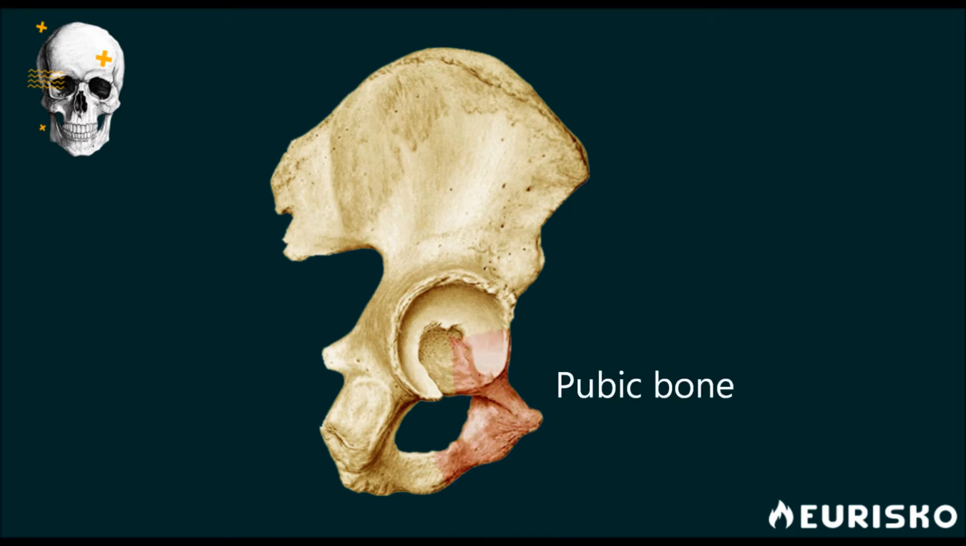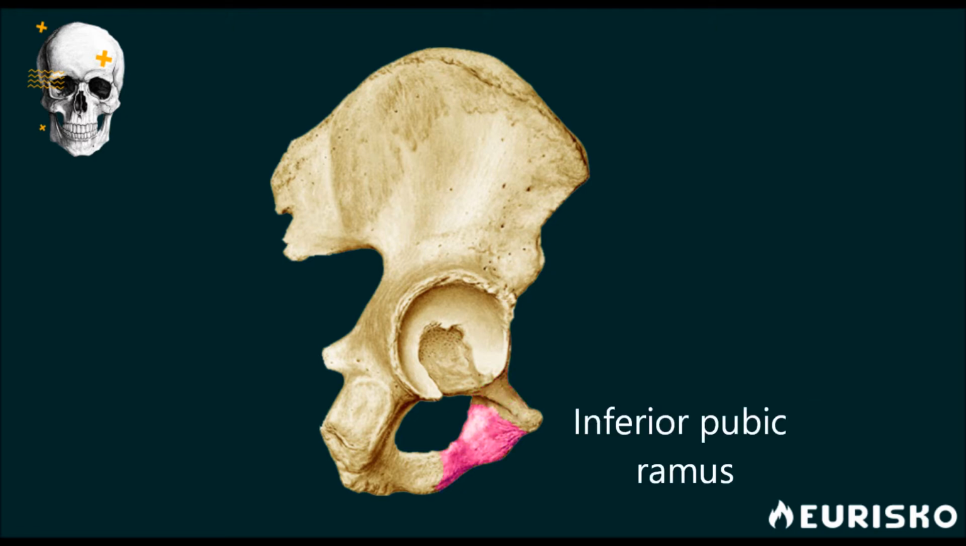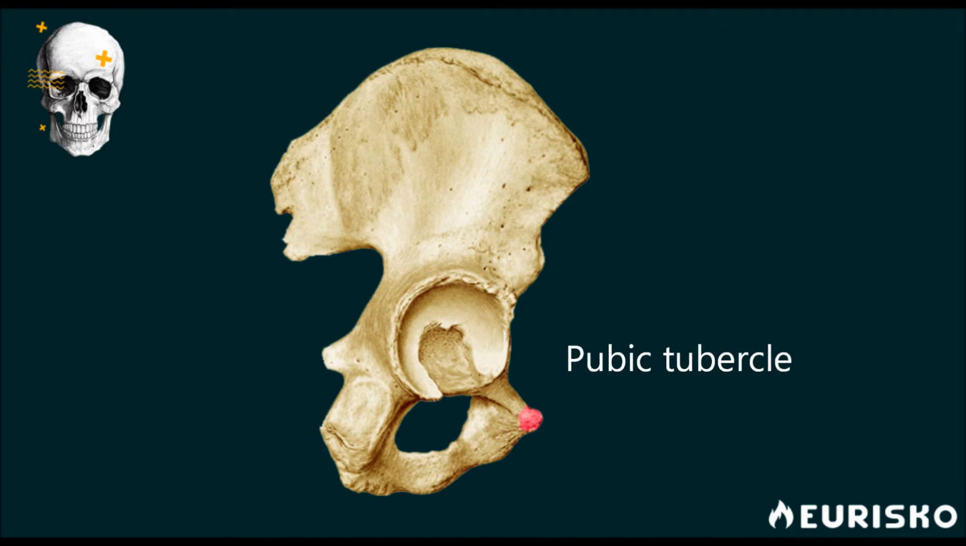The last bone is the pubis. It has a superior pubic ramus and an inferior pubic ramus. We can also see the pubic tubercle. The pubic tubercle is the point of insertion for the inguinal ligament. The acetabulum of the hip bone articulates with the head of the femur. The acetabulum consists of the lunate surface, acetabular fossa, and acetabular notch.